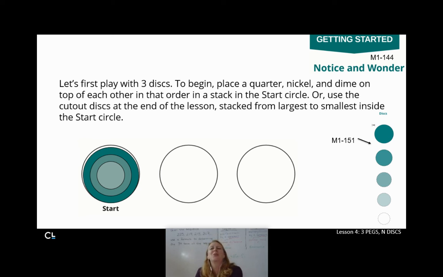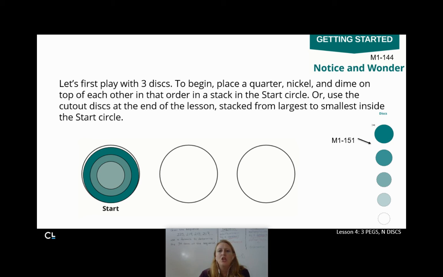So to begin, place a quarter, nickel, and dime on top of each other in that order in a stack in the start circle. So here I've got them all stacked up. Or if you don't have a quarter, nickel, and dime, there are cutout discs at the end of the lesson. That's what I've done. I've got my little cutout disc. So if you go over to page M1-151, you can cut out these circles to use them.